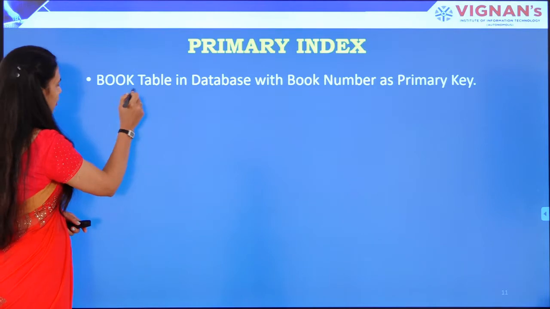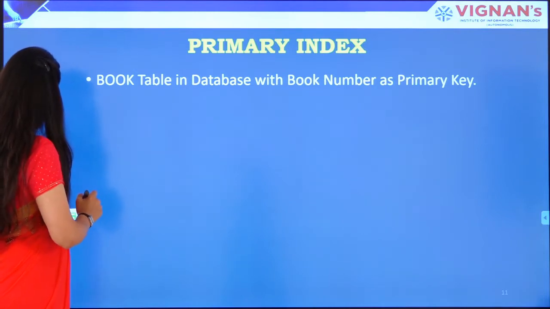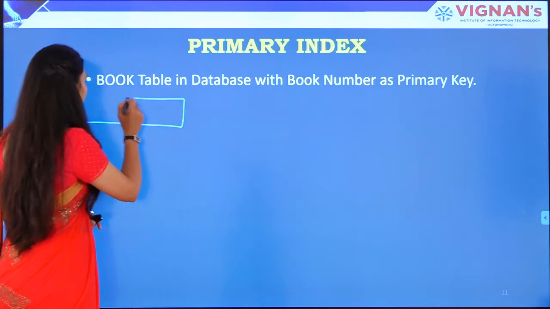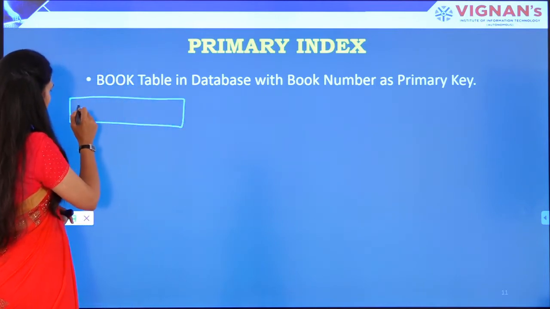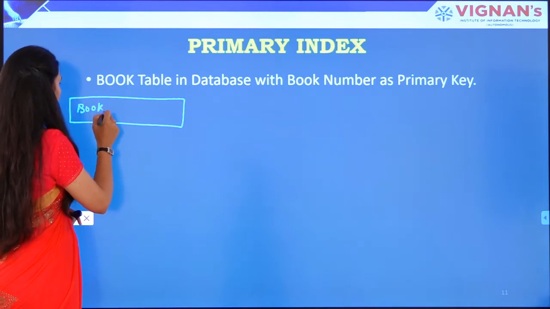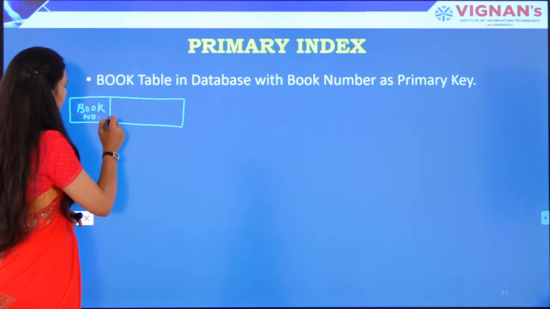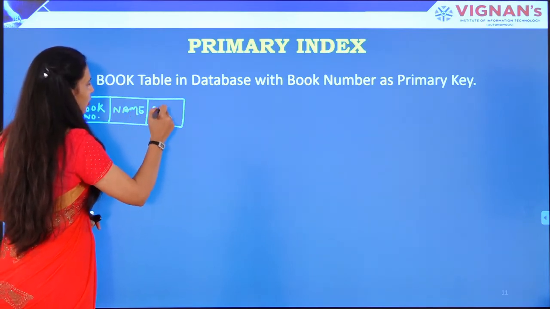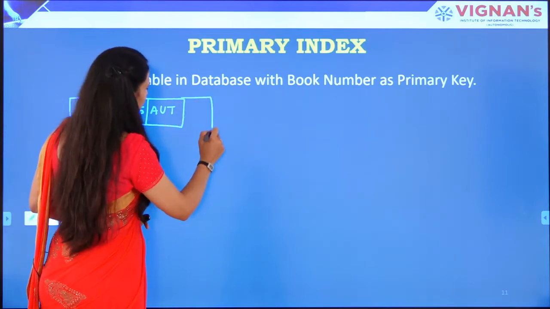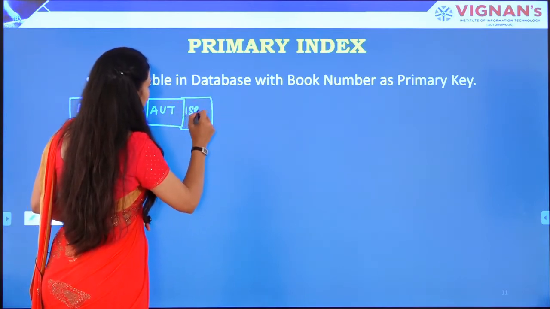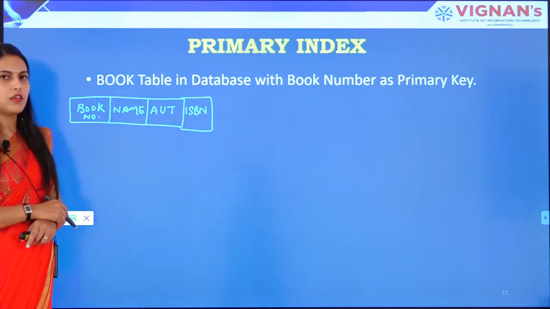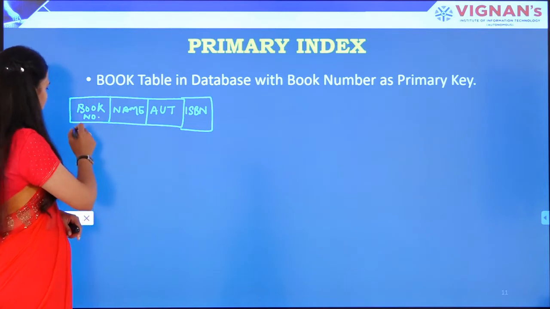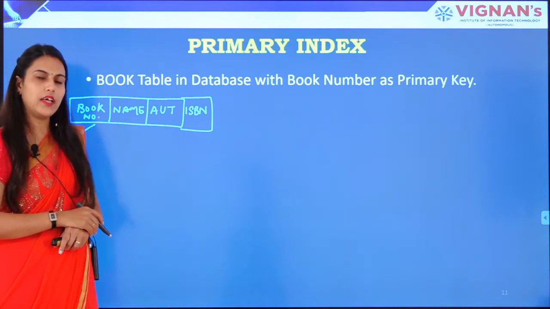Suppose I have a database table with the name book. Now the table has the attributes book number, name, author and ISBN. We have 4 columns in the database table book, and the book number attribute will be declared as the primary key.